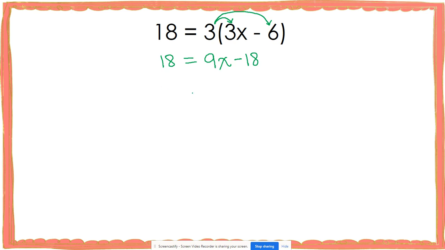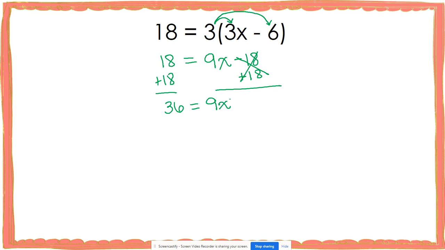Now I can see that both sides of my equation are in simplest form. So now I'm going to isolate my variable x by getting rid of both 9 and 18. I need to start with my 18, so I'm going to use the inverse of subtracting 18, which is adding 18 on both sides. 18 plus 18 will give me 36. Negative 18 and positive 18 are additive inverses, so they cancel. And I'm going to bring down my 9x.